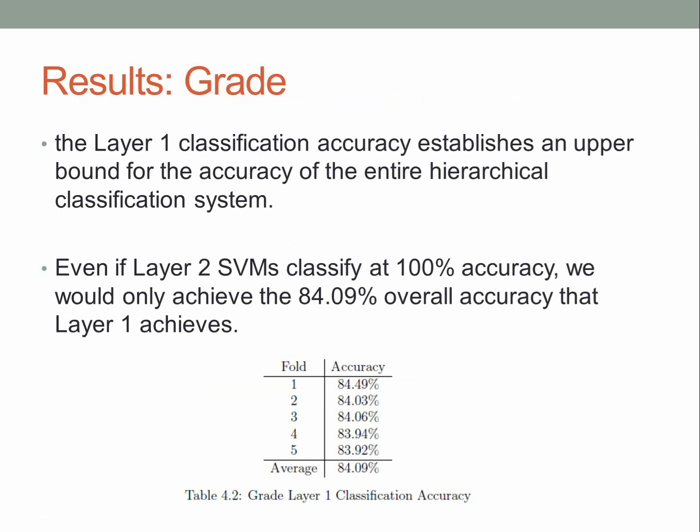Now let's take a look at the grade predictions. The layer 1 classification accuracy established an upper bound for the accuracy of the entire hierarchical classification system. So based on the grade, when we try to predict whether it is 90 plus or 90 minus, based on the 5-fold cross validation, we also get very close to 84% accuracy in predicting whether it comes from the 90 plus category or the 90 minus category. So this is the performance that the first layer of SVM can do.